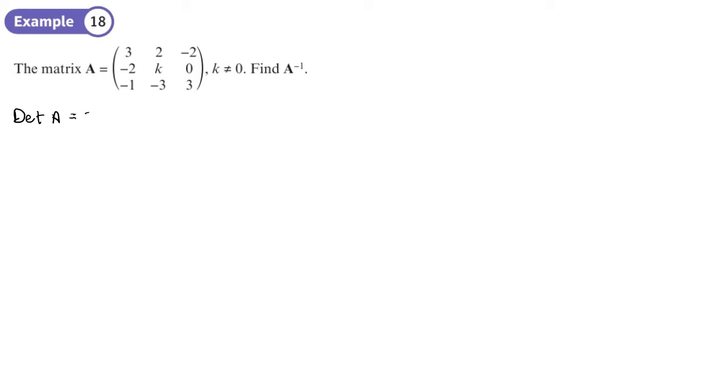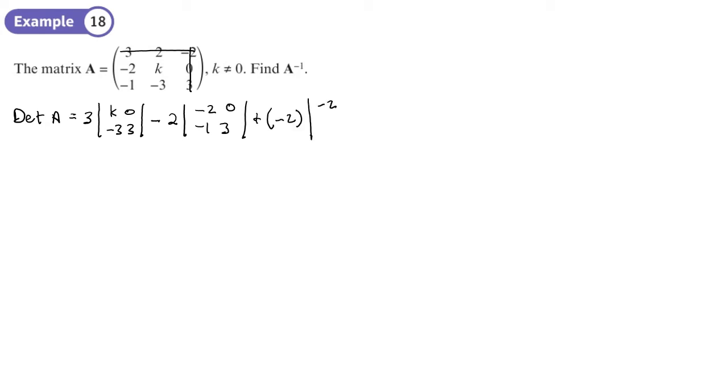So it's going to be 3, the first element, times its minor, which is k, 0, negative 3, 3, minus the element 2 times its minor, which is going to be negative 2, 0, negative 1, 3, and then it's going to be element negative 2, so plus negative 2 times its minor, which is going to be negative 2k, negative 1, negative 3. Okay, so let's now work out what the determinant is.